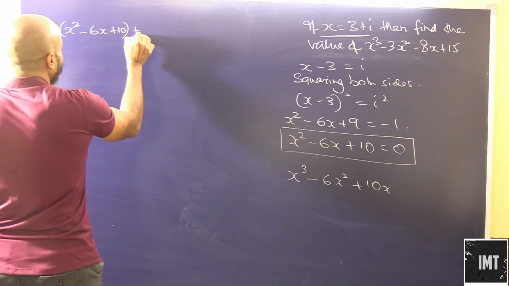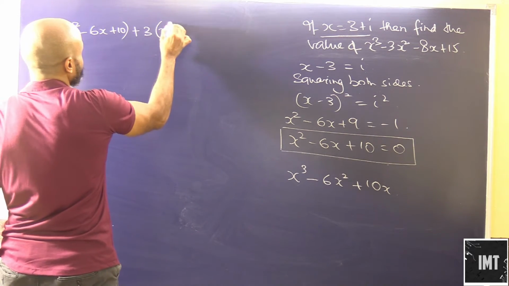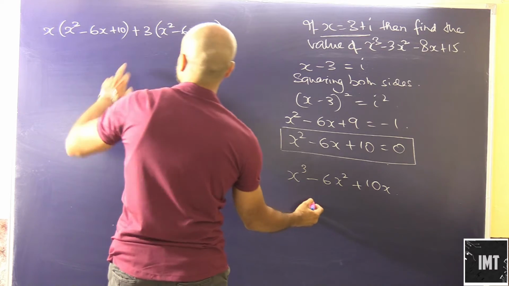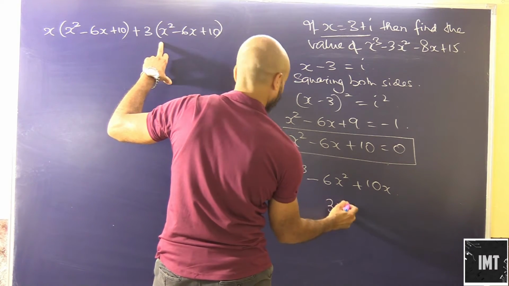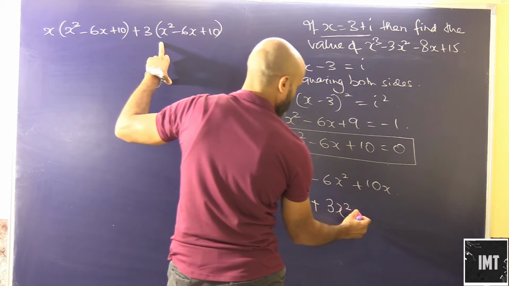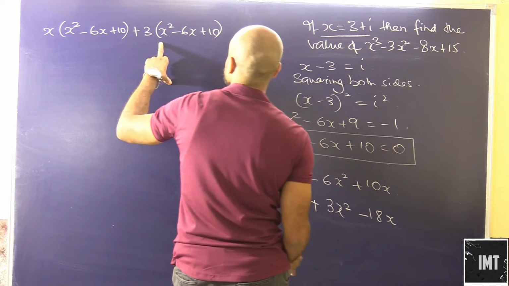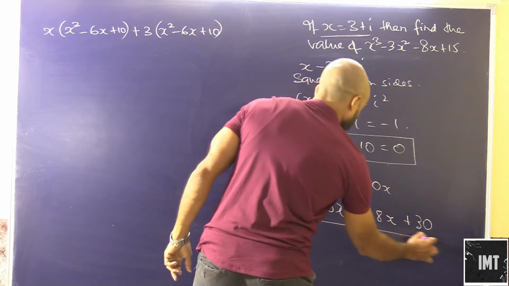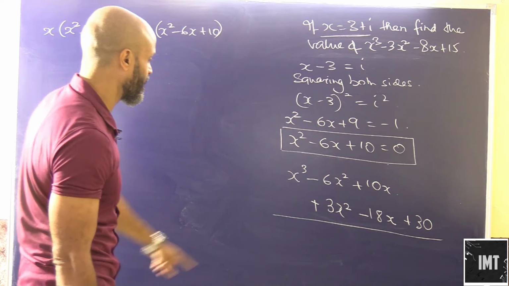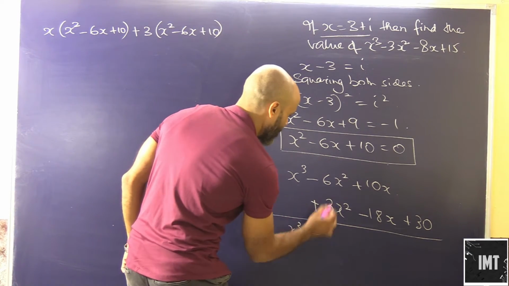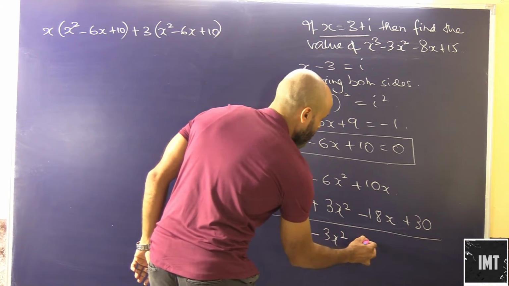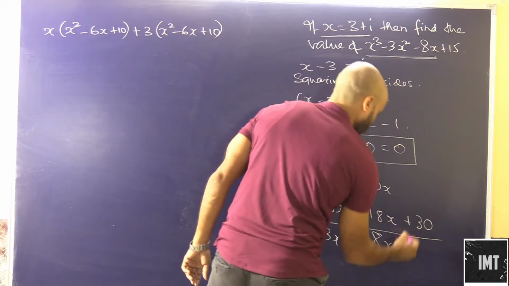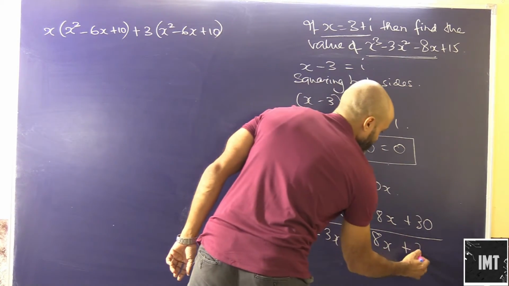So if I do 3 into x square minus 6x plus 10, what do I get here? 3x square minus 18x plus 30. Okay, if I add these two, what do I get here? x cube minus 3x square minus 8x. So this part is complete, and what do we get here? 30.